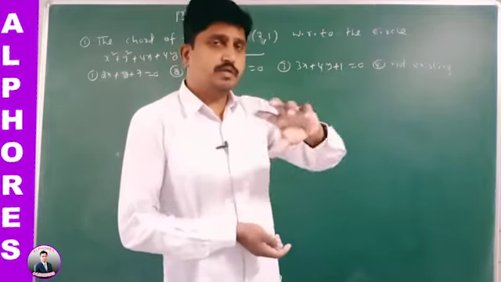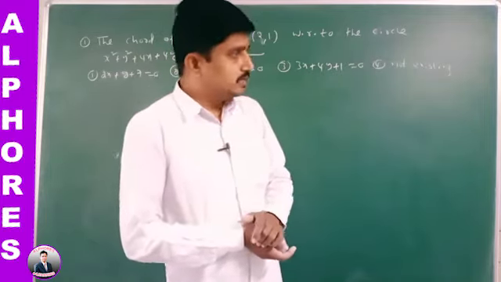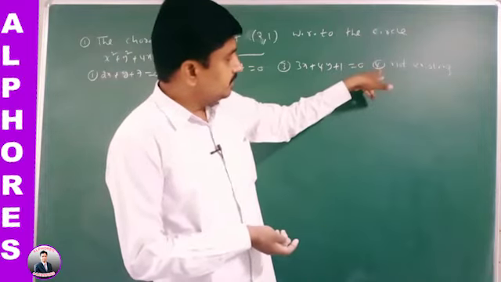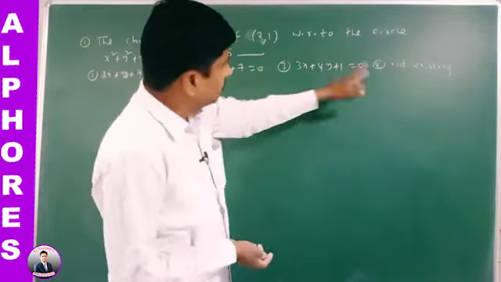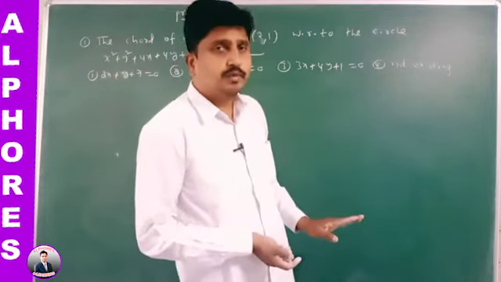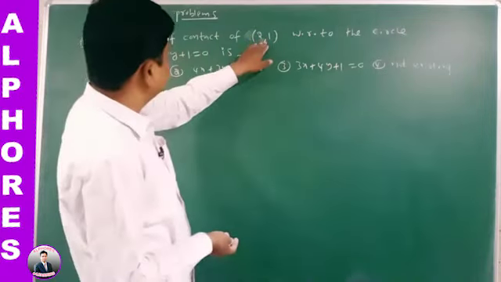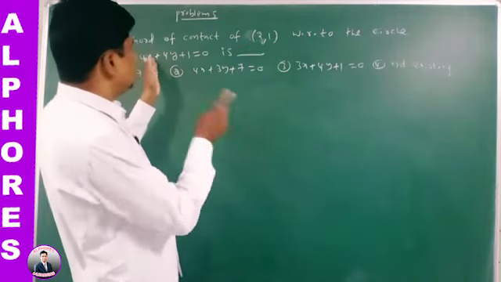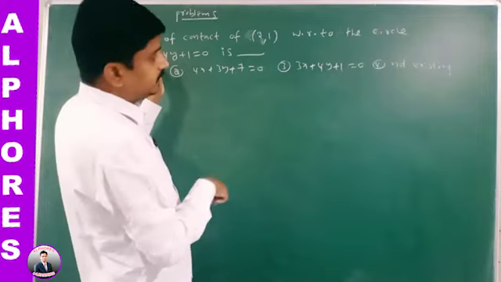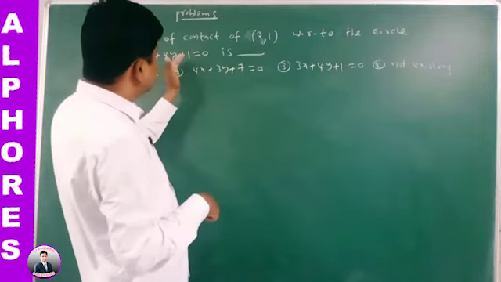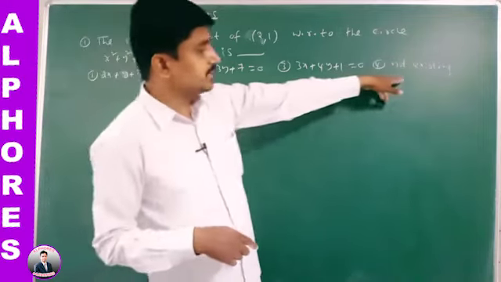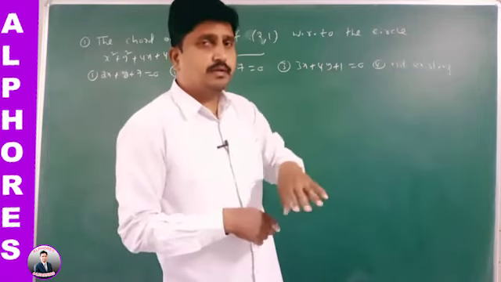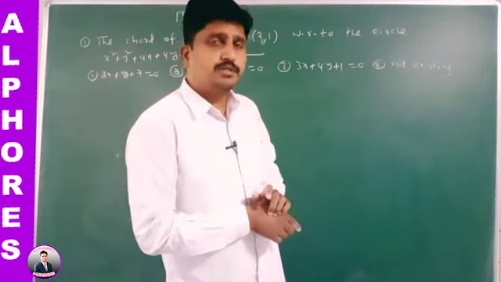The equation of the chord of contact of P is S1 = 0, but in the four options, one option is "not existing". First check the point P. The point P lies outside the circle, inside the circle, or on the circle. If the point P lies inside the circle, then this option is correct, not existing. Then the chord of contact of P does not exist.